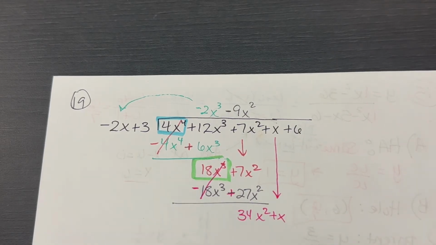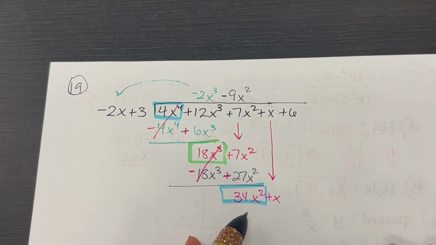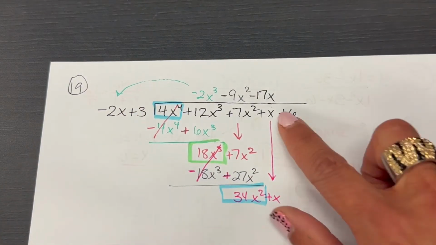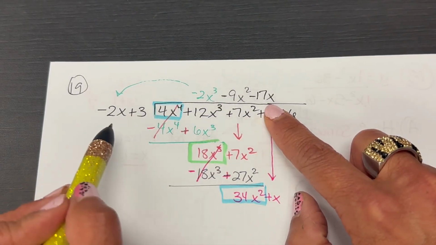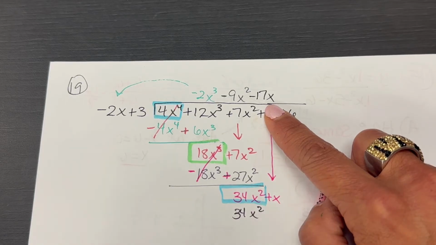And we do this all over again. So now our new goal is a 34x squared. So we need to ask ourselves, what do we multiply by negative 2x to get positive 34x squared? Let's see, half of 30 is 15, half of 4 is 2, 15 and 2 is 17. So I need a negative 17x. Negative 17x times negative 2x is a positive 34x squared.